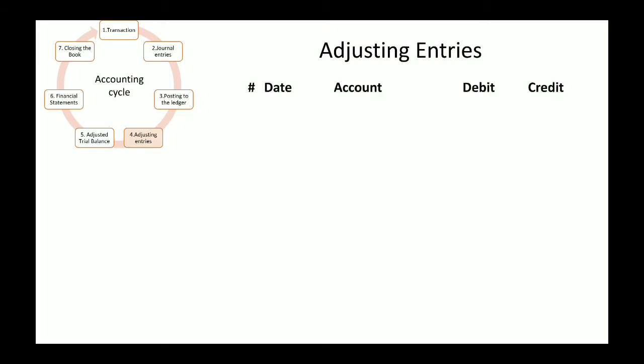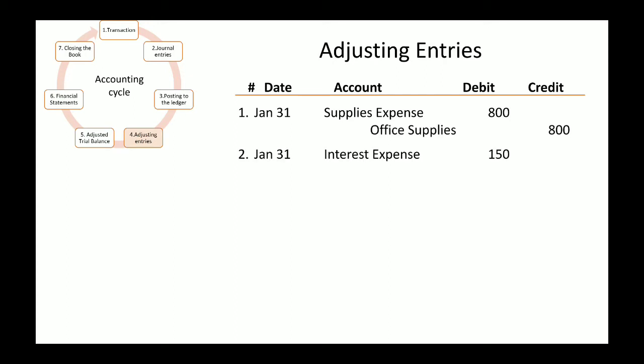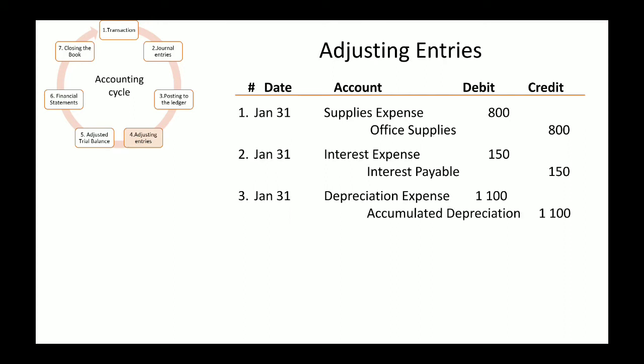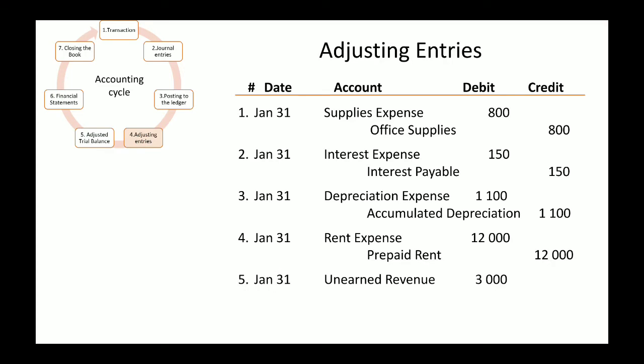Here we'll pass adjusting entries of the company by acknowledging supplies expense, interest expense, depreciation expense, rent expense, service revenue.